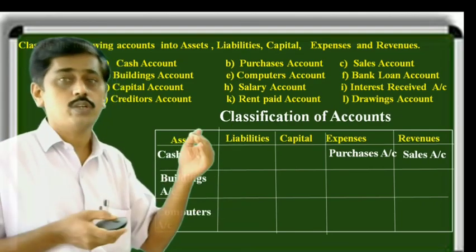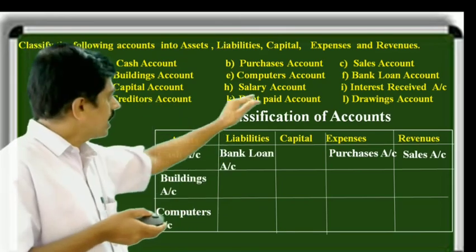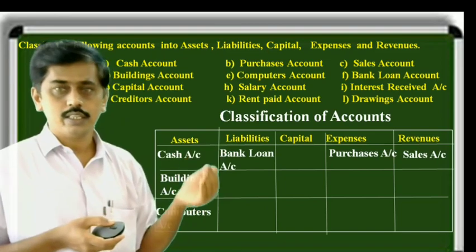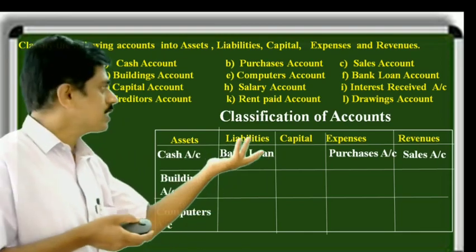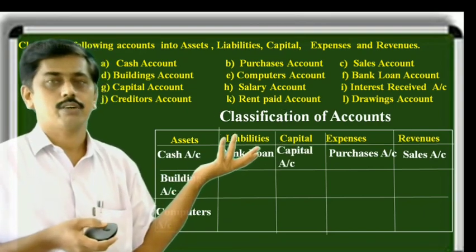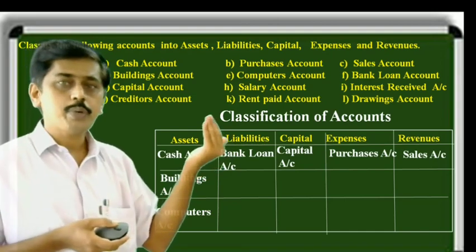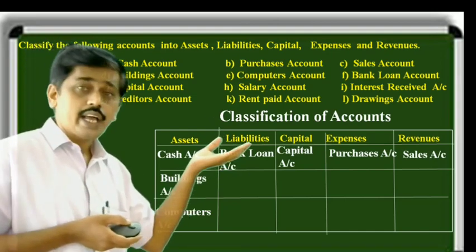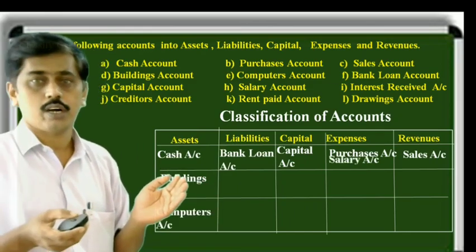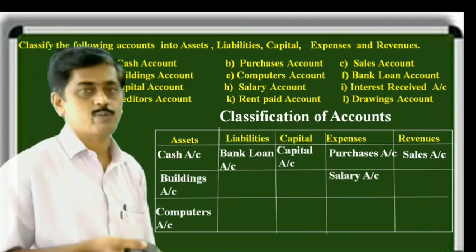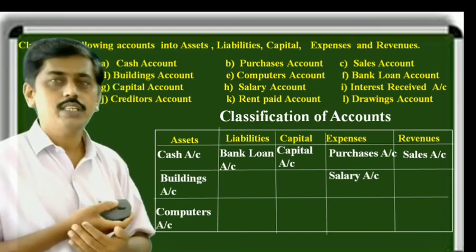So bank loan is a liability. So write it under the head liabilities account. Then capital account. What type of account it is? Obviously the name says it is capital account. Capital account. Then salary. Salary paid is an expense to the business. So salary account is an expenses account. So write it under the head expenses. Next, interest received account. Interest.